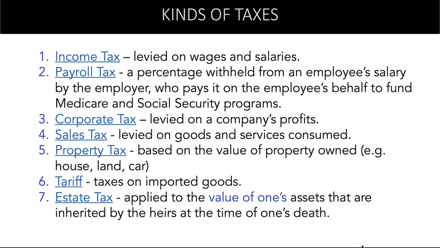Fifth, property tax. This is based on the value of the property owned, such as a house, land, or car. Sixth, tariff. These are taxes on imported goods. Seventh, estate tax. This is applied to the value of one's assets that are inherited by the heirs at the time of one's death.